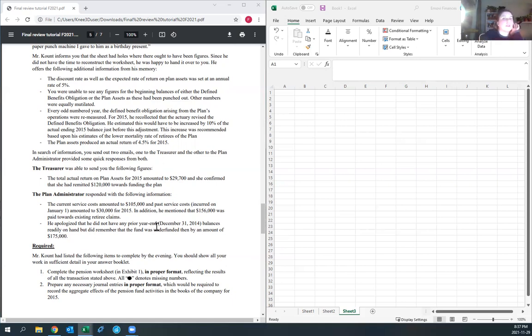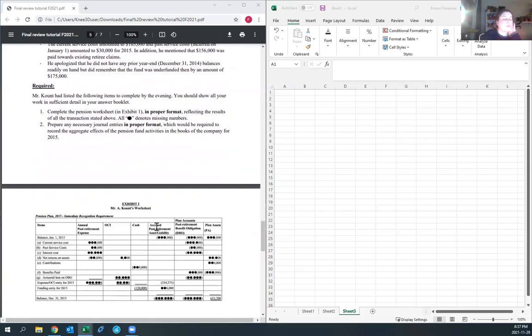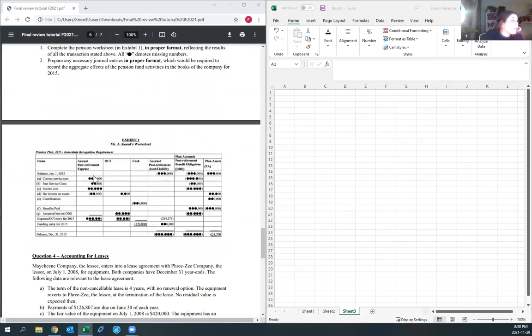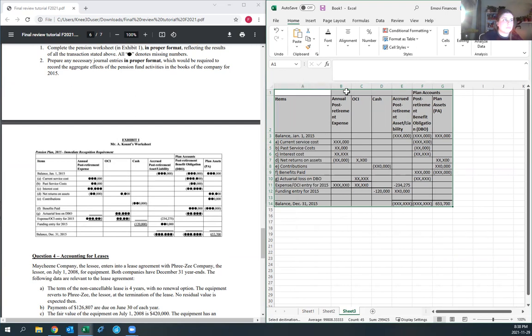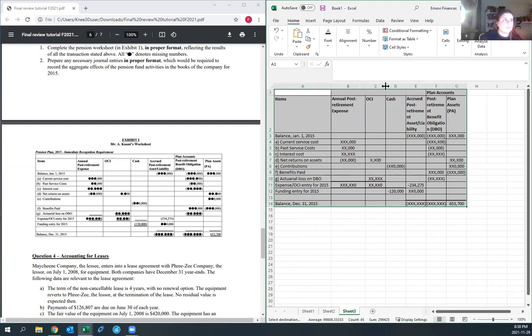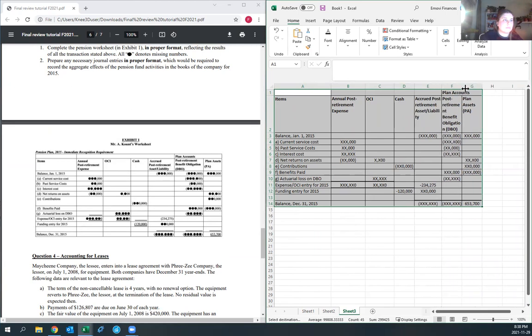So they're asking you to complete the worksheet and do the journal entries. The worksheet is here. Sorry for the quality. It's like a screenshot of a screenshot, but I did it on Excel. So I'm just going to copy it here. Oh, it's not as pretty as my Excel. Yeah, that's fine. So basically, it's the same thing as what's in the exhibit 1.